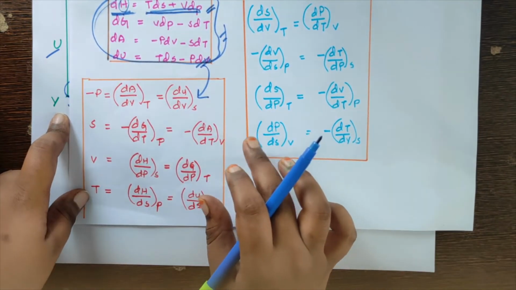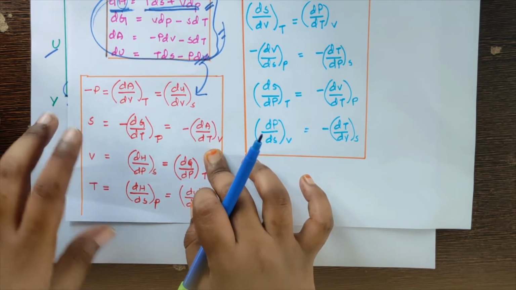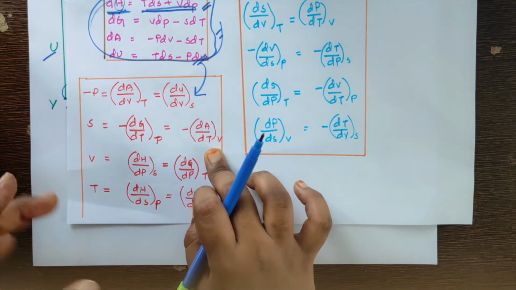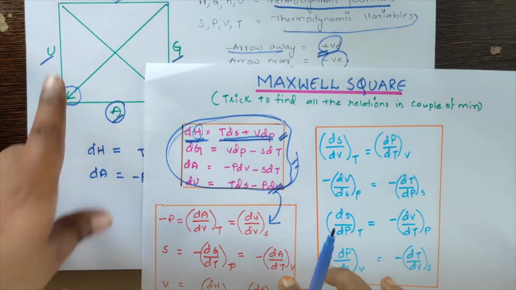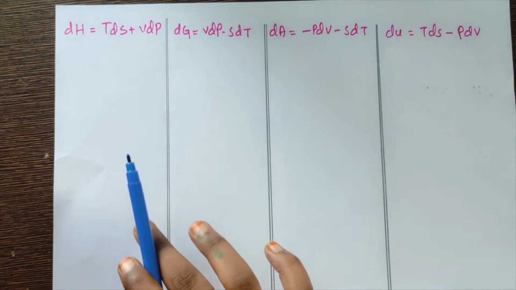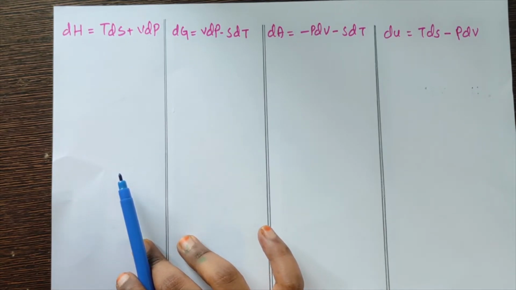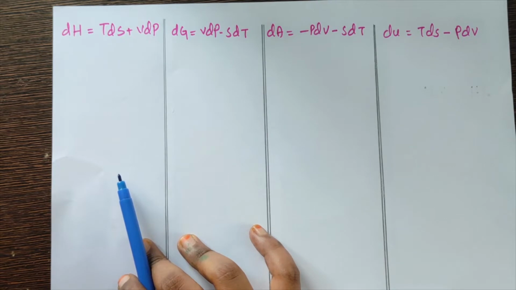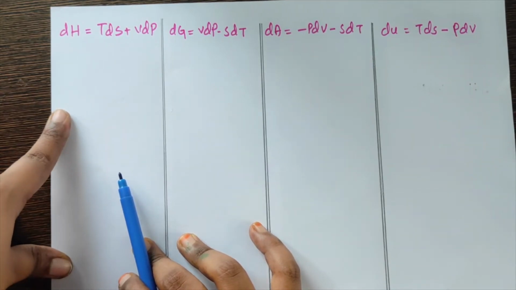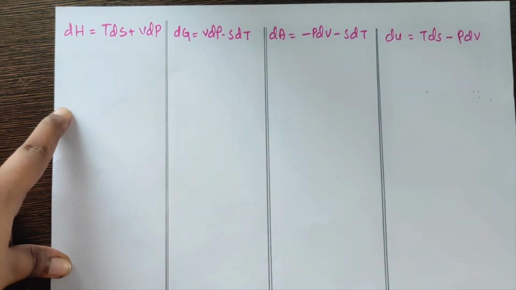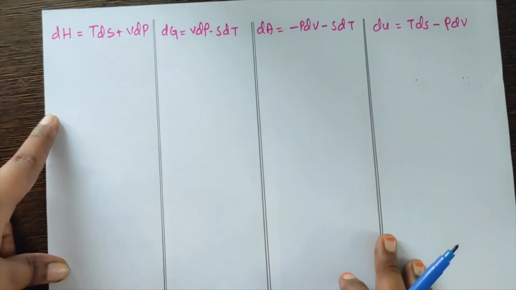And now next we will be deriving this box. You can derive this box from these relations, or you can directly derive from this Maxwell square. Now we will see it further. These are the Maxwell relations which we have derived using our Maxwell square. Now with this, we will be deriving another set of equations. So in each of the equations we have to consider two cases. Let's see what they are.